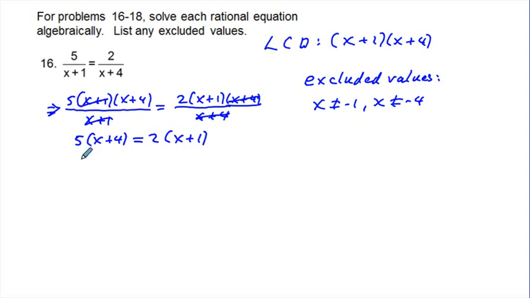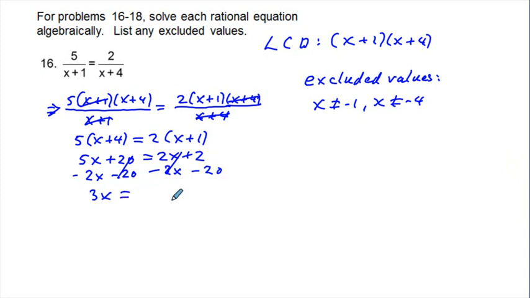Now we're going to distribute and solve this linear equation, we hope. So we get 5x plus 20 is equal to 2x plus 2. And then I'm going to subtract 2x, and then subtract 20 from each side of this equation. So on the left side, that will cancel out, and that will cancel out. So we get 3x is equal to 2 minus 20, which is negative 18. So dividing by 3, x is going to be equal to negative 6.